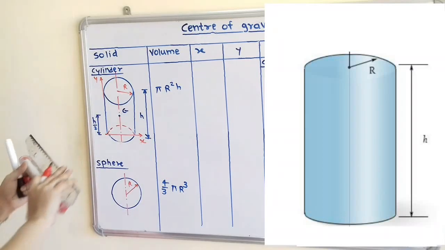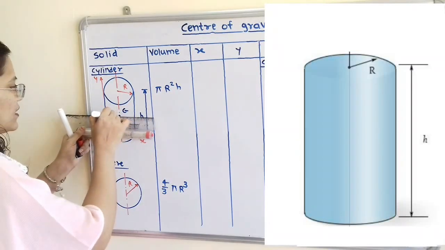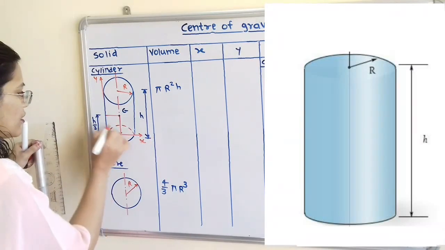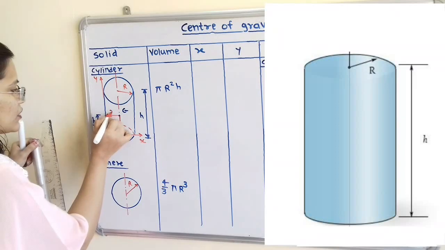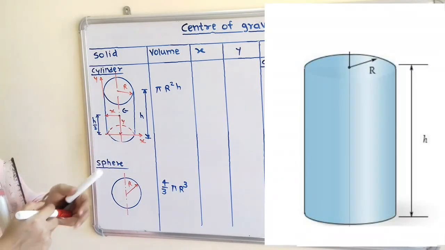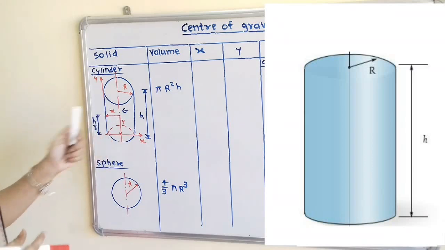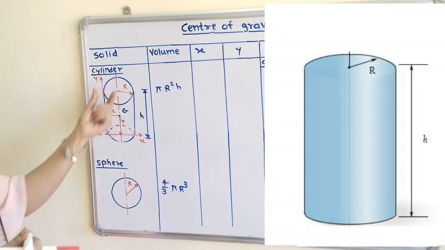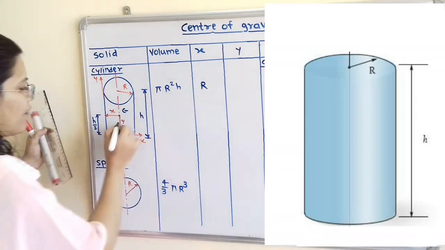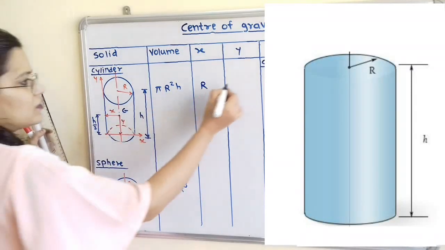Now we have to draw two perpendicular lines. One is on y-axis and second is on x-axis. Now this horizontal line is known as value of x and this vertical line is known as value of y. So what is the value of x? So x coordinate is equal to radius of this cylinder, that is capital R, and y coordinate is equal to h by 2.